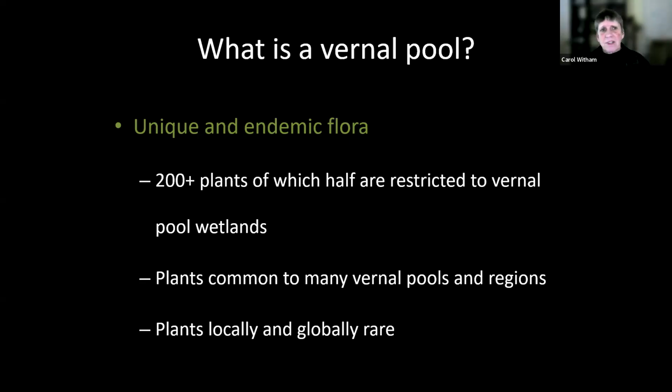The others tend to be typical wetland plants that you might find elsewhere. But there are 90 plus plants that are entirely restricted to vernal pools. A lot of those plants are common to many vernal pool areas and regions. And then there's plants that are locally and globally rare. There's also a lot of really, really cryptic species in these polymorphic genera that can drive you crazy, and I'll talk a little bit about that.